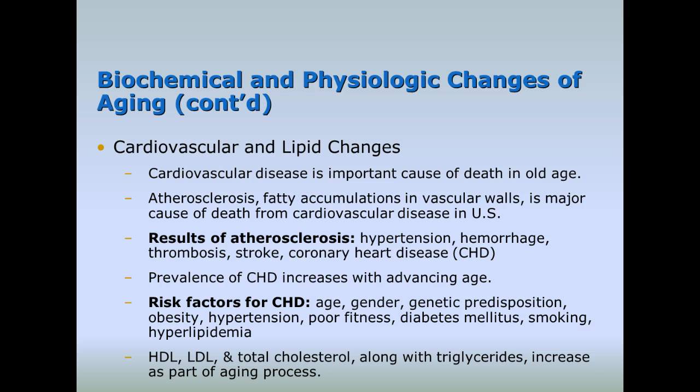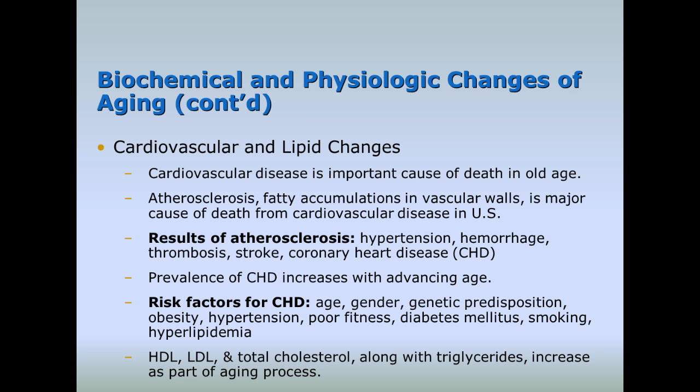But it's a very important cause of death in old age, especially atherosclerosis. Eating a poor diet over time, and I say sugar is a bigger cause of this than fat itself, is usually a major cause of death. When somebody has atherosclerosis, it can cause high blood pressure, hemorrhages, thrombosis, stroke, coronary heart disease, and with age that increases. There's more risk factors.